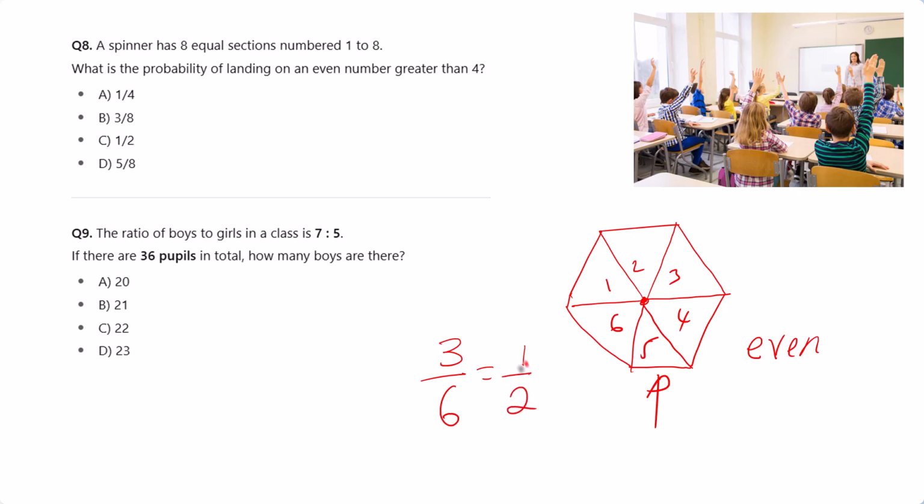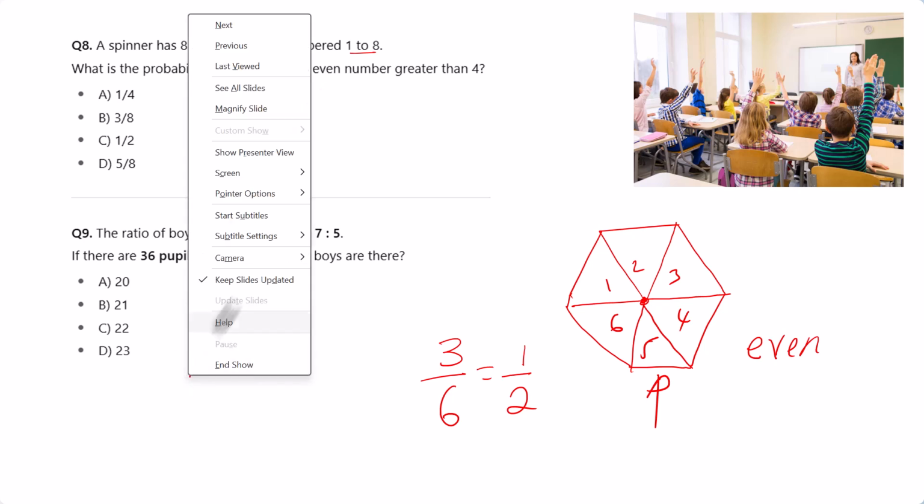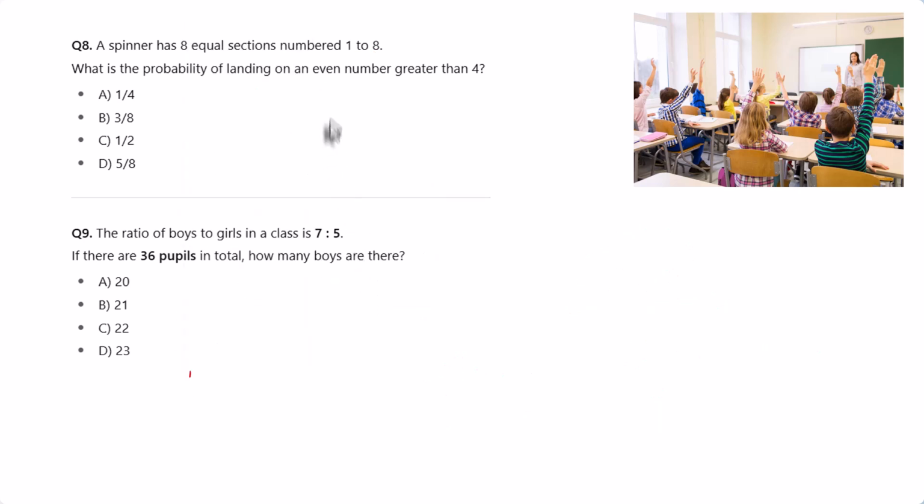That's the chance. But if it's an 8-sided spinner, let's look at the even numbers from 1 to 8. How many even numbers do we have? We have 2, we have 4, we have 6, we have 8, isn't it? So there are 4 even numbers out of how many numbers? 8 numbers. If you simplify this, the answer is going to be 1 half, which is going to be C. Because 4 is half of 8, so this is the same as 1 half. Okay? So basically it means that half of those numbers are even numbers.